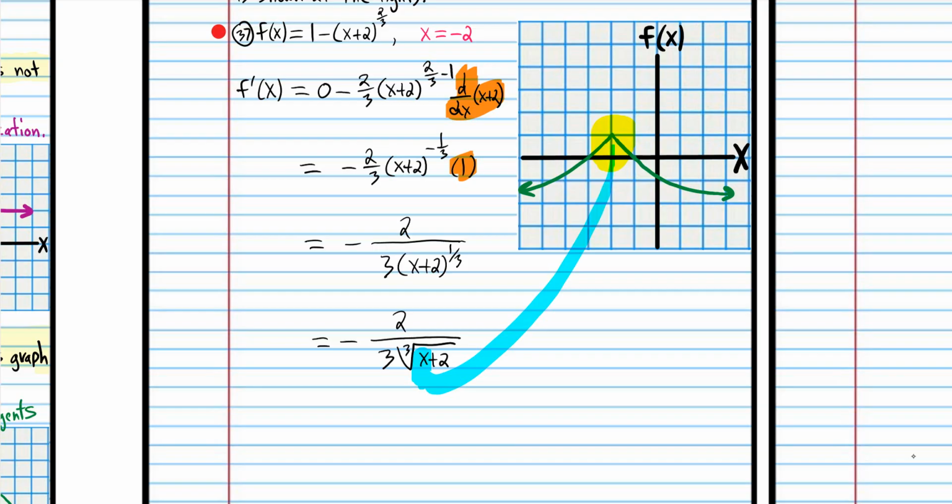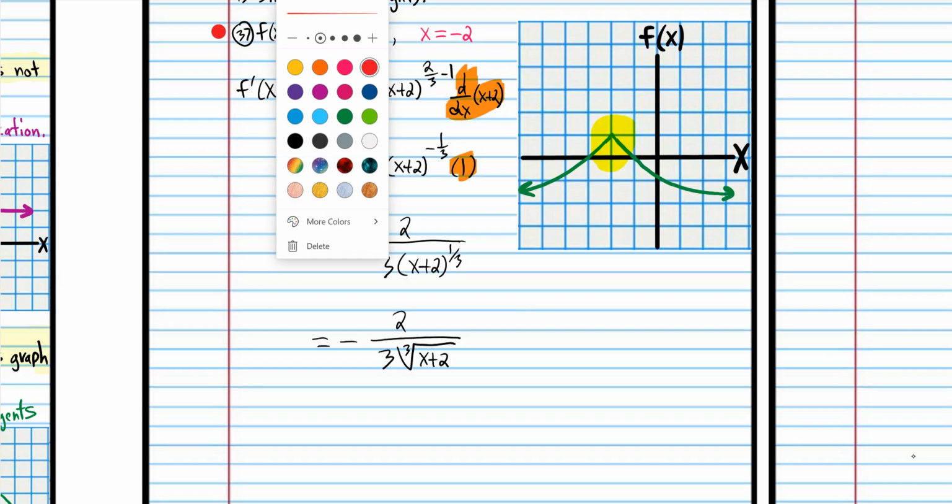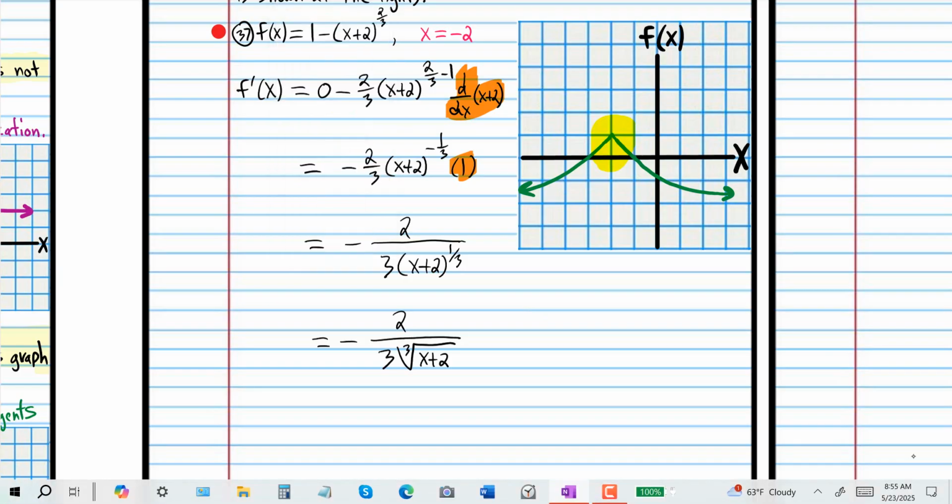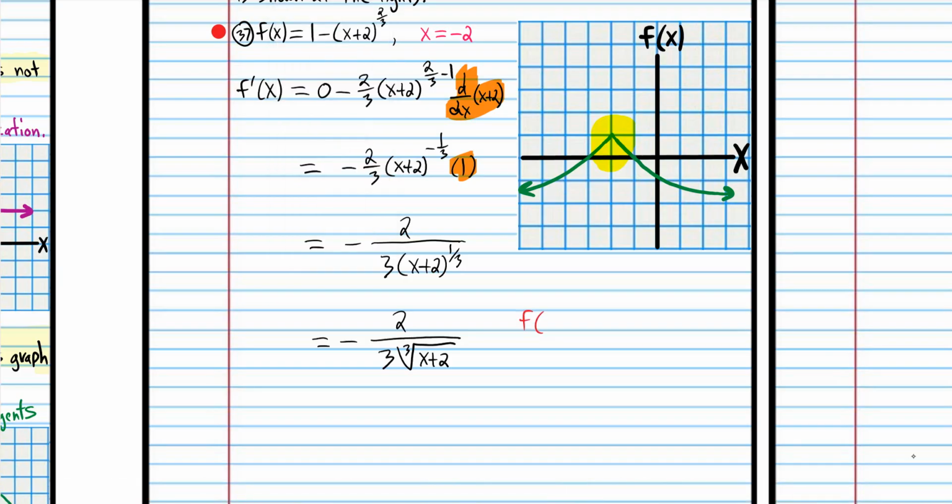look what happens in the denominator. If you plug in negative 2, you get, well, let's write it over here. F of negative 2 is equal to negative 2 over 3 times the cube root of negative 2 plus 2. But we have a problem. We have the cube root of 0.